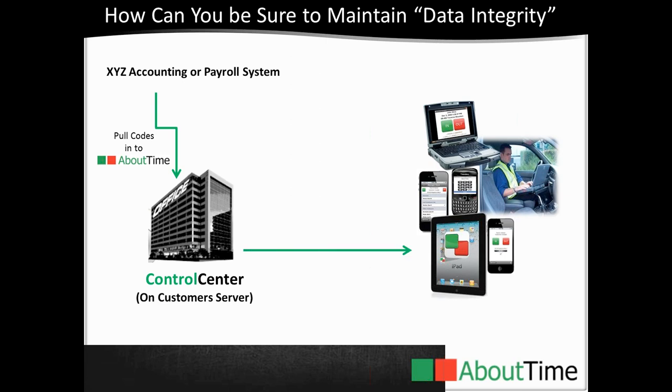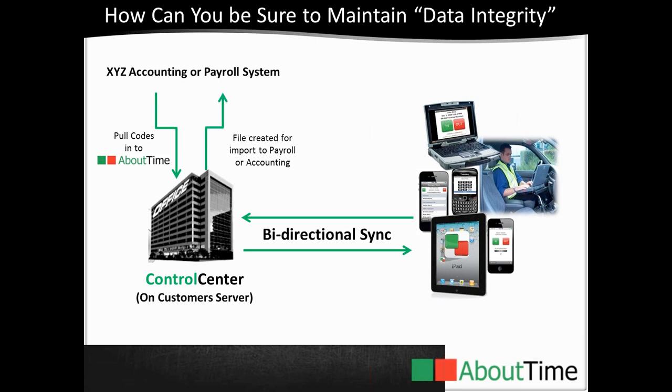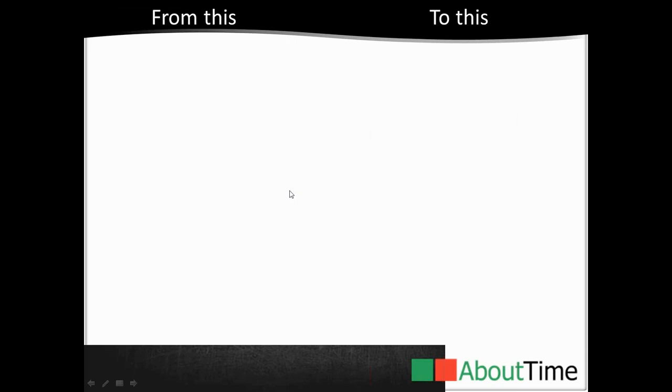And then we feed those data points out to a mobile device where your workers are at. We sync that data back where we actually collect whatever was logged, back in the office. And then there's a file created for an export that will go into payroll and accounting. So this data integrity is a great area where we can help mitigate risk.